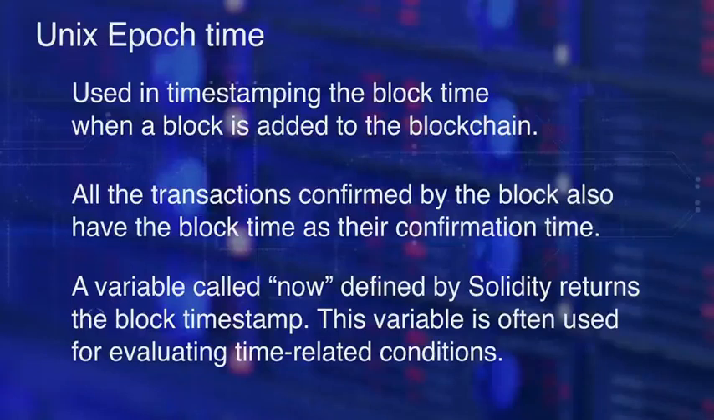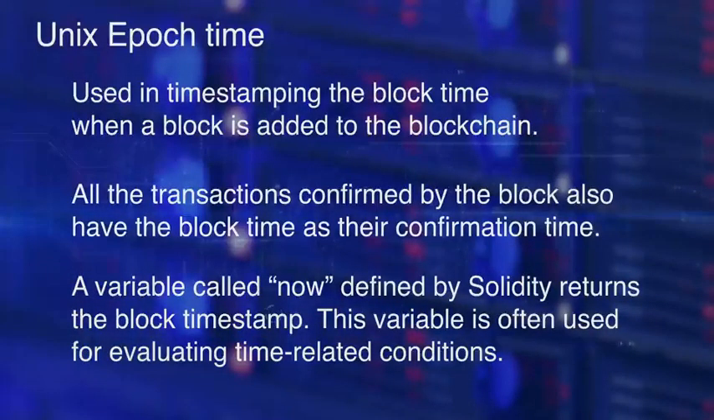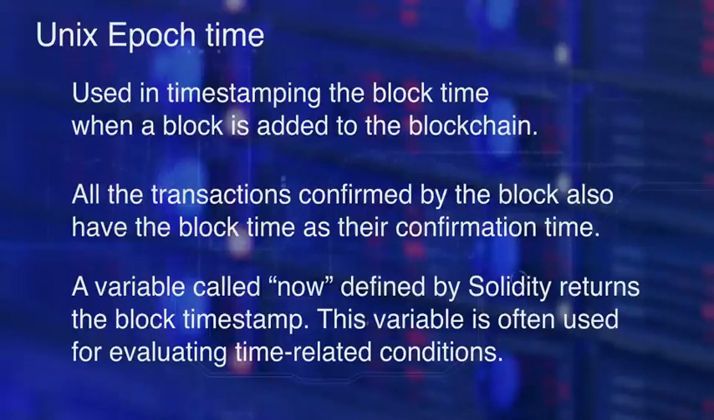A variable called now, defined by Solidity, returns the block timestamp. This variable is often used for evaluating time-related conditions. In other words, now variable in a function is not the time at which the function transaction was initiated, but it is the time when it was confirmed. Time is defined as unit type: seconds, minutes, hours, days, weeks, and years. Literal numbers can be used in specifying time-related computations.